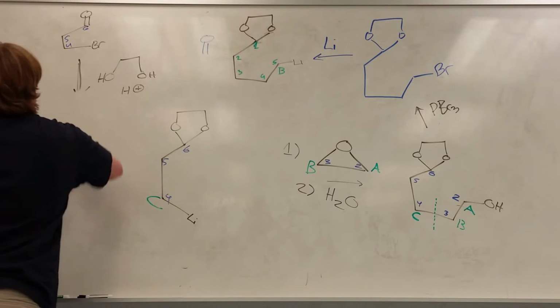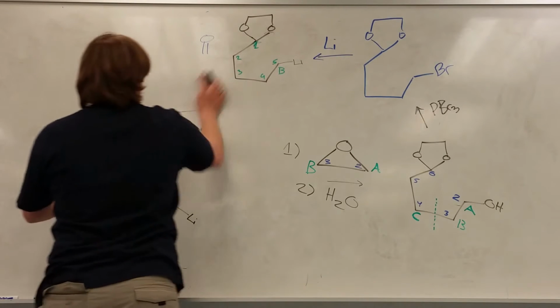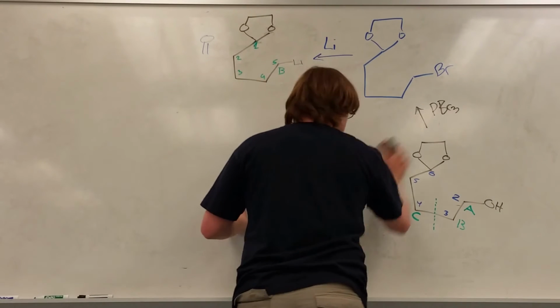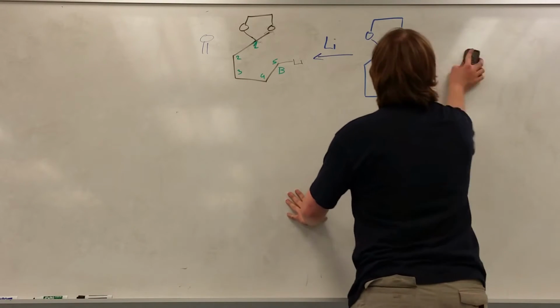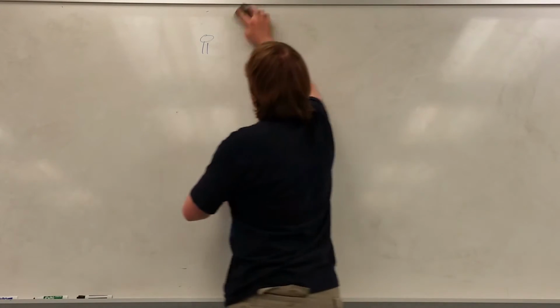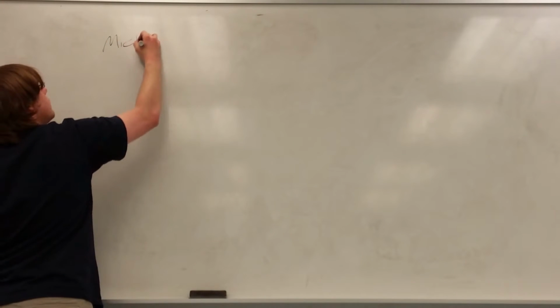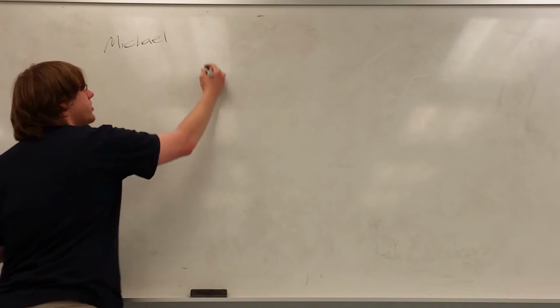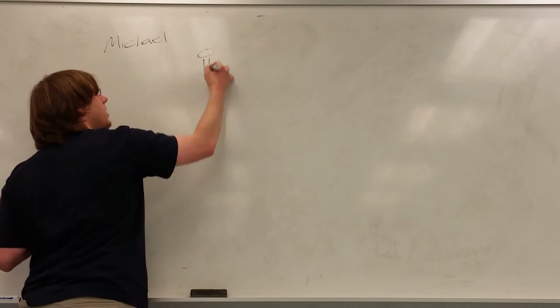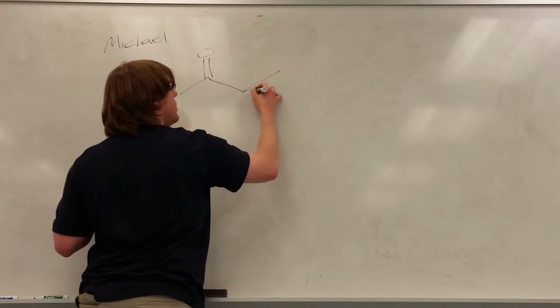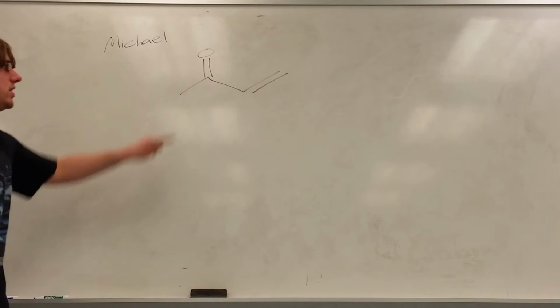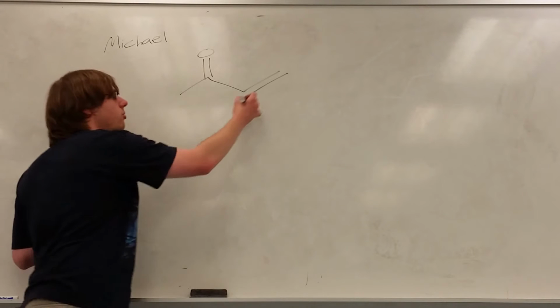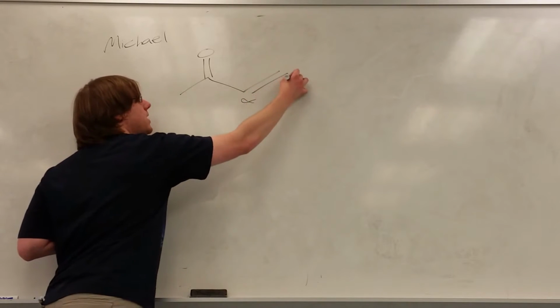The next thing from chapter 19 that we have to talk about is something called the Michael addition. The Michael addition involves something called an alpha-beta unsaturated ketone. That's a fancy word, but all it means is a ketone that has a double bond between its alpha and beta positions.